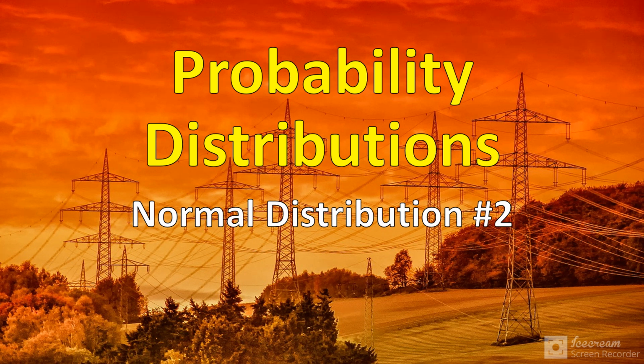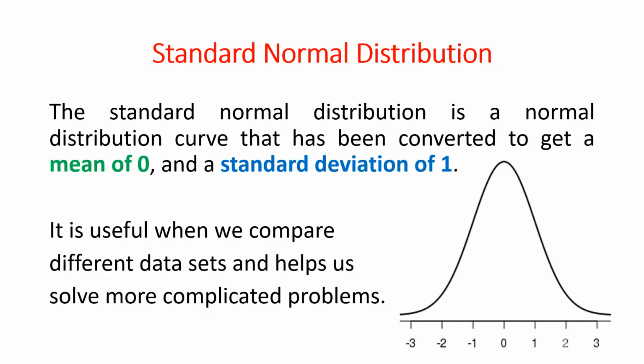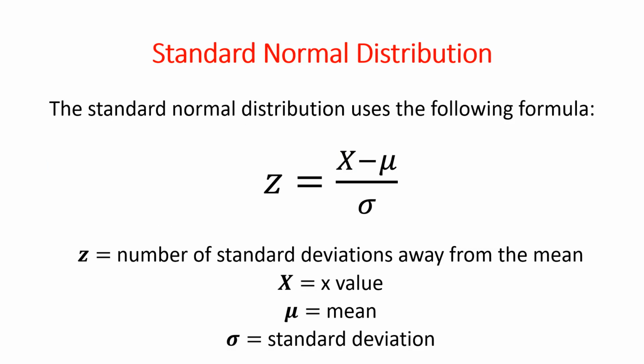Welcome to our second probability distribution video for normal distribution. We're going to talk about the standard normal distribution, which is a normal distribution curve that has been converted to get a mean of 0 and a standard deviation of 1. Useful when we compare different data sets and helps us solve more complicated problems.